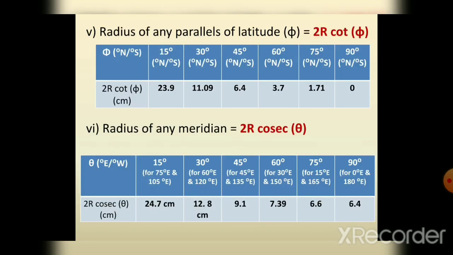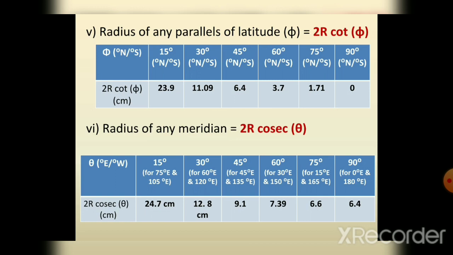Next you have to find out the radius of any parallels of latitude, that is 2r cot phi. So you just have to put the values of parallels, that means 15, 30, 45 degree north and south, 60, 75, 90 degree, and please mention the degree north and degree south. So the values are found out and it is written. Please mention the unit also, as I have also mentioned.